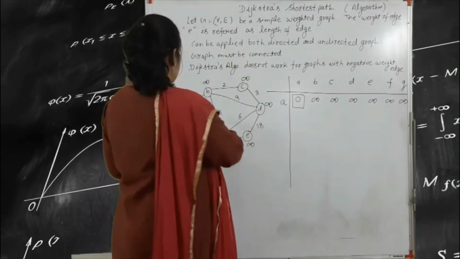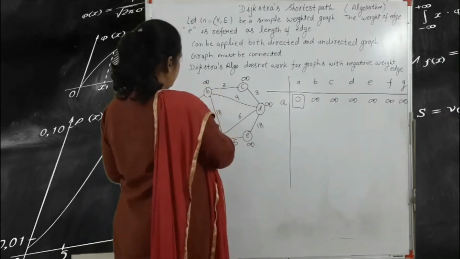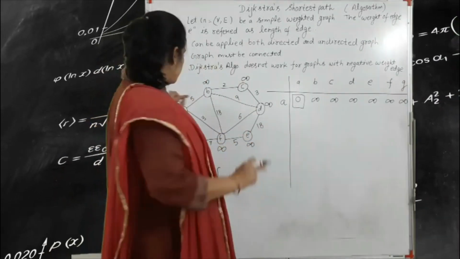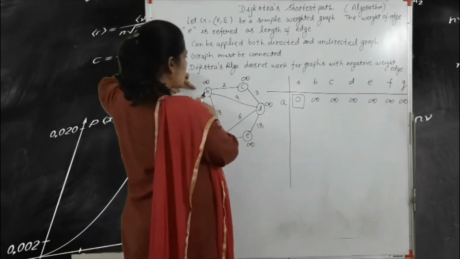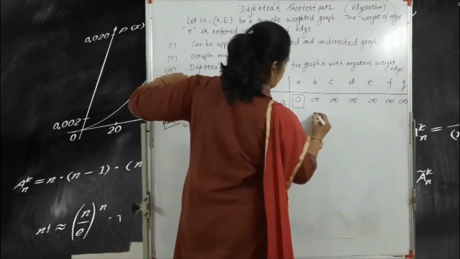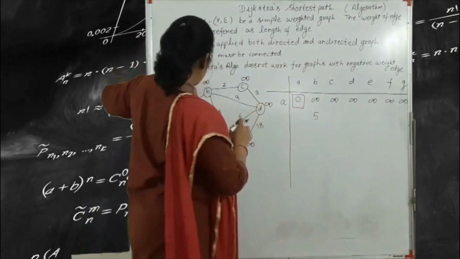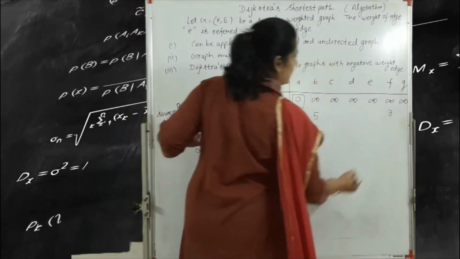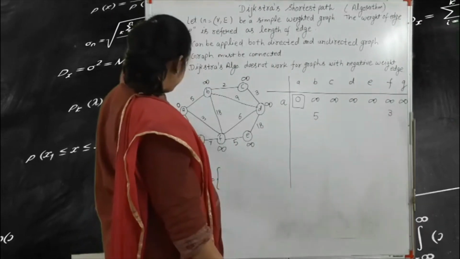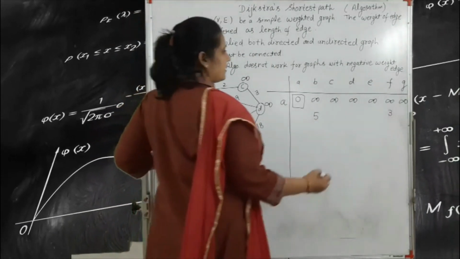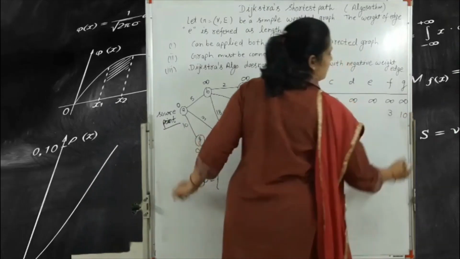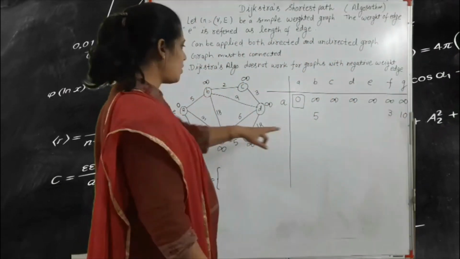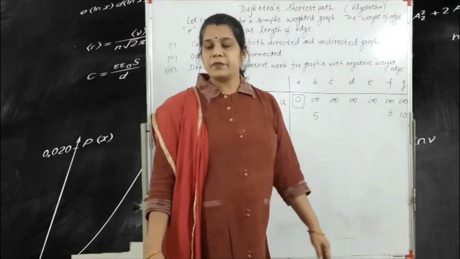Okay. So here from A to B, A to F, and A to G. Three vertices are connected. So A to B, the value is what? 5. So we write here A to B 5. The A to F value is 3. So A to F value is 3. Got it? And A to G value is 10. So we write here A to G value is 10. That means for vertex A, the connected values are 5, 3 and 10.